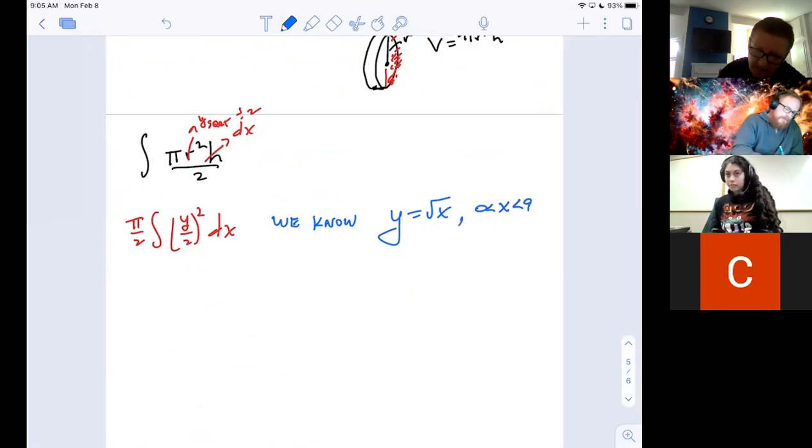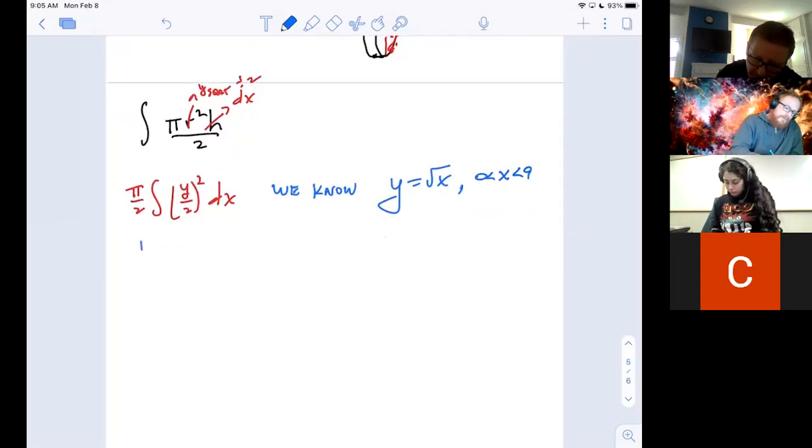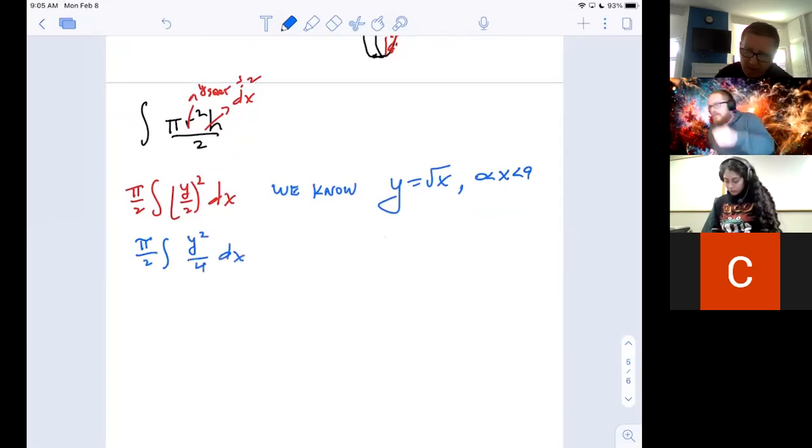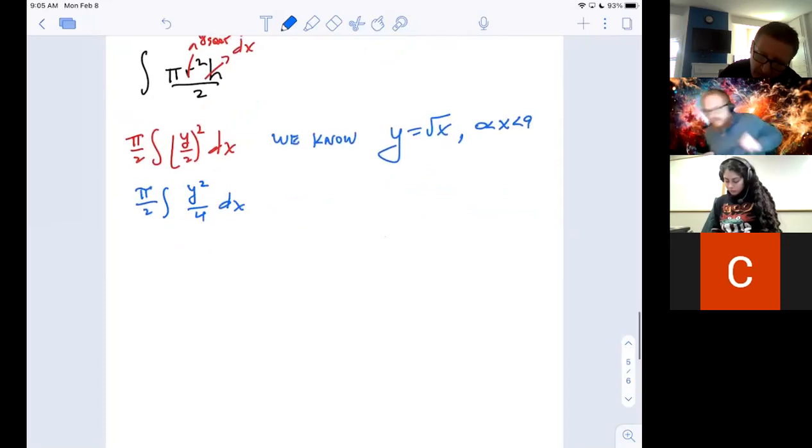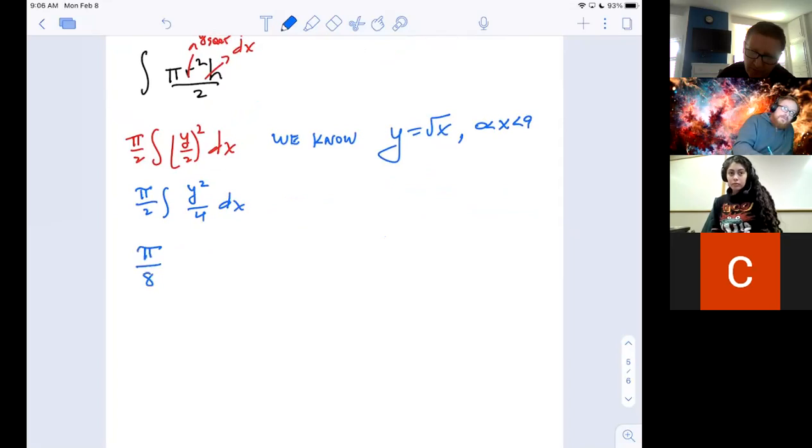Okay, I think I have everything I need. Now watch what I do here to make my life a little easier. I'm going to square this out first to get y squared over 4, and then that 4 can come out front and be out there with the 2. Now it's over 8. Just much easier to work with.